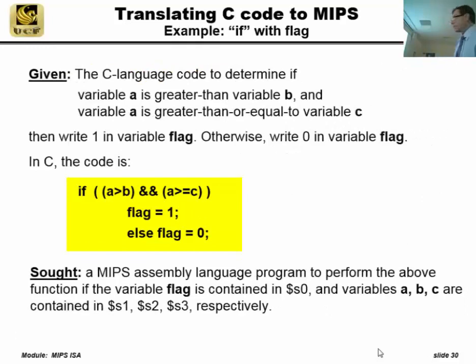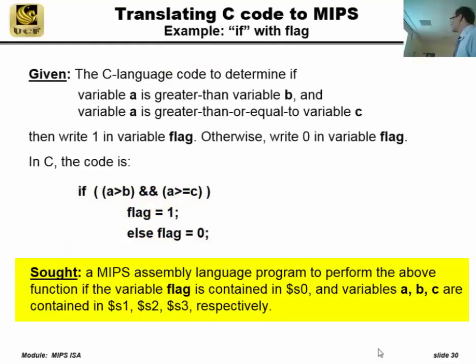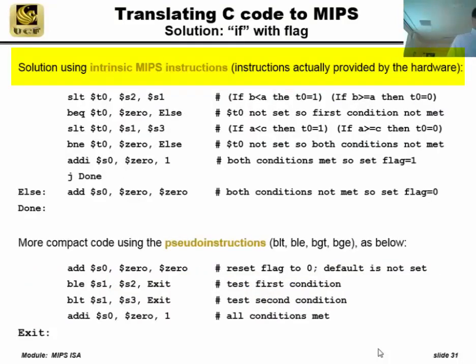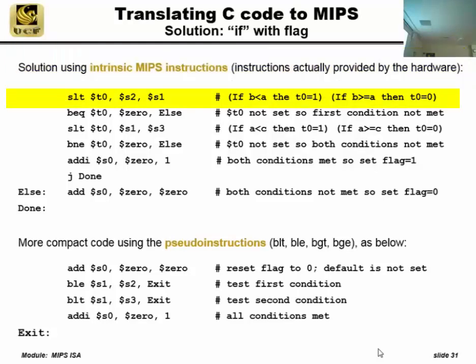So the symbol table mapping is: flag contains the bits in S0, and A, B, C are 1, 2, 3. Flag is S0. Okay. So the first solution is using intrinsic instructions actually provided by the hardware. So here's set less than. The first thing I'm going to do is compare. This is A, B. So B less than A, then T0 gets set. It resets otherwise, so it's reset if B is greater than or equal to A.